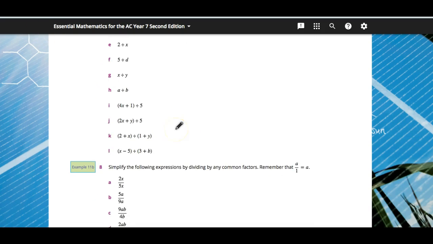So here we've got 2 brackets. So this is basically your numerator, the 2 plus x, and the other bracket is your denominator. And there it is. All right, let's skip to question 8 now.